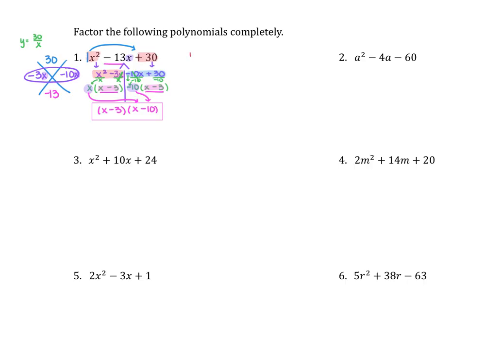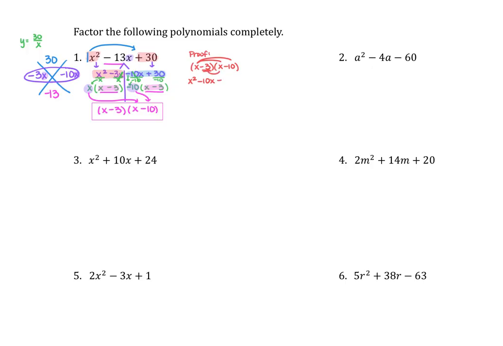So I could do a quick proof or check step, and I could distribute or double distribute or FOIL or box these two binomials together in order to double check that it's equivalent. So I'm going to distribute that x. So x times x gives me x squared. X times negative 10 gives me negative 10x. Now I'm going to distribute that negative 3.